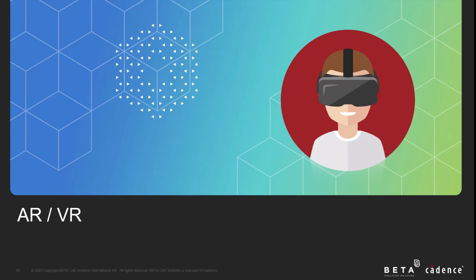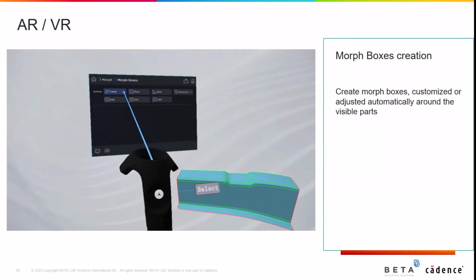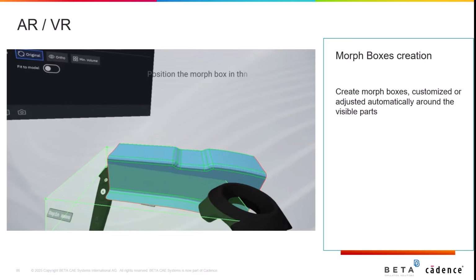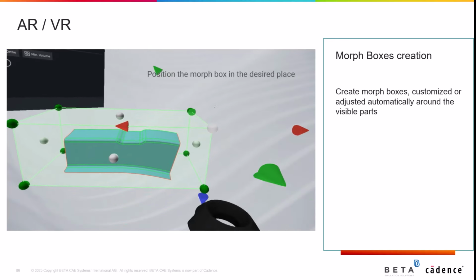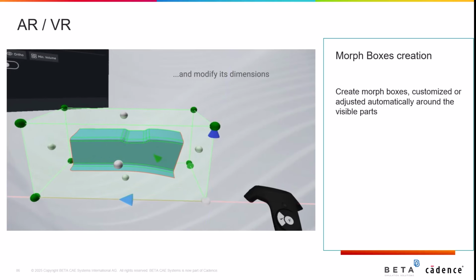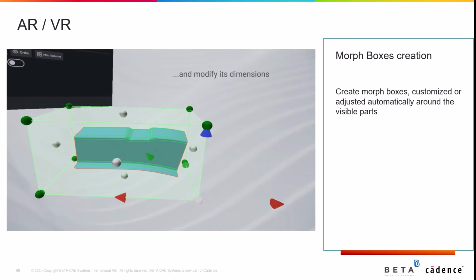Now, moving on to augmented reality and virtual reality capabilities. We've added support for the creation of morph boxes in both AR and VR collaboration. These morph boxes can now be easily created using the controllers or automatically adjusted to the visible parts.